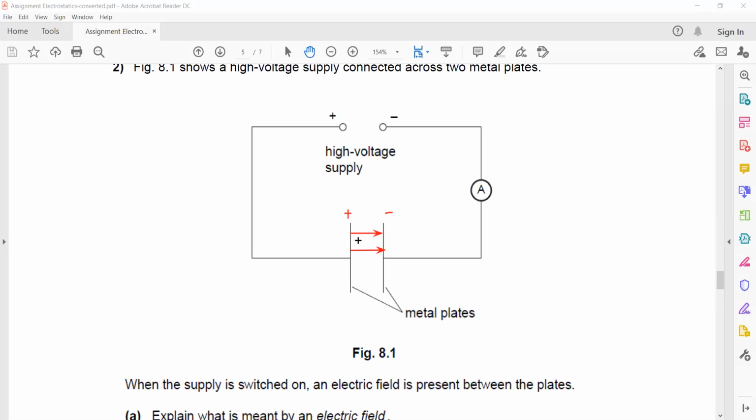One thing, you should draw them uniform. Uniform means it should have uniform, equal spacing. If you draw like this, you will lose the mark. So it should have uniform spacing, even spacing between the lines. And near the edges, it will be a curve.